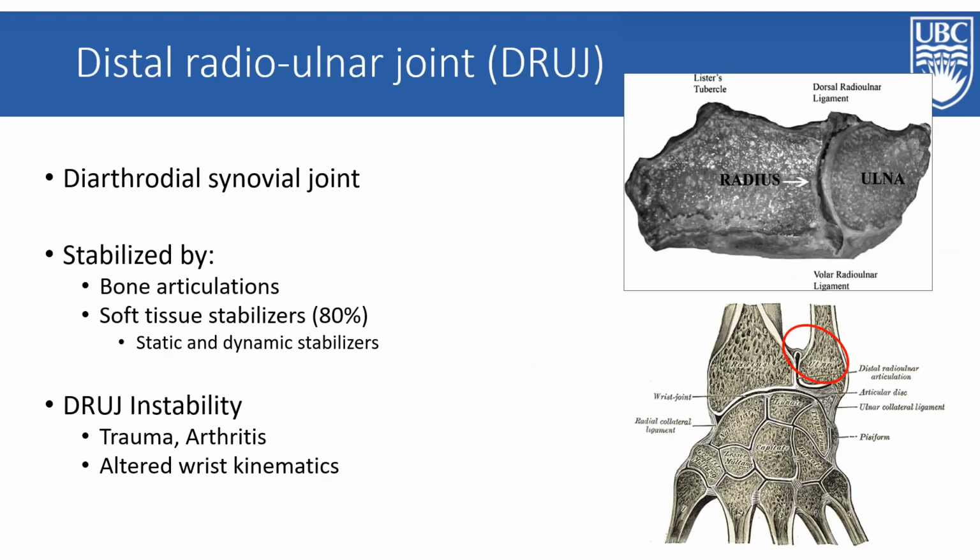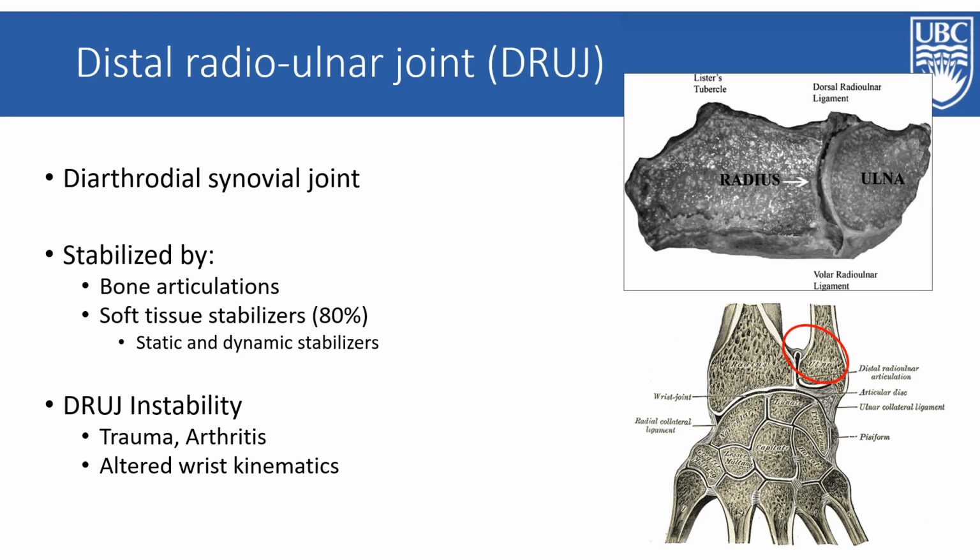The distal radio-ulnar joint, also known as DRUJ, is a diarthrodial synovial joint that provides a distal link between the sigmoid notch of the radius and the head of the ulna. It allows the radius to rotate around the fixed unit of the ulna during pronation and supination. The DRUJ is stabilized by bony articulations and soft tissue structures.